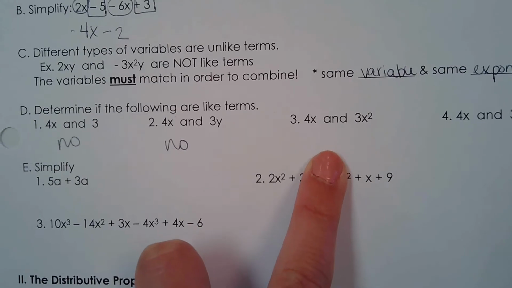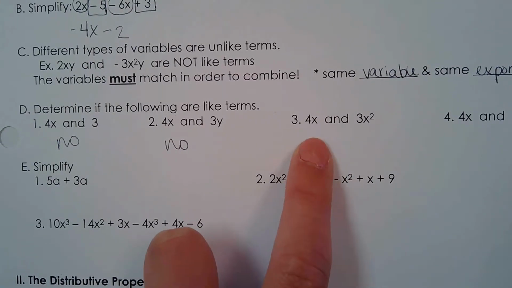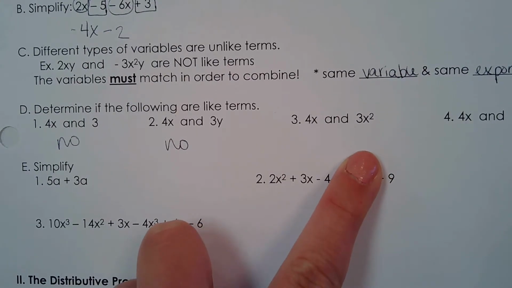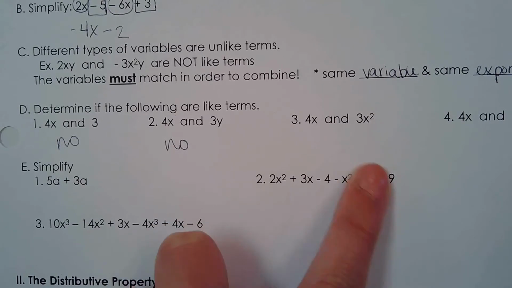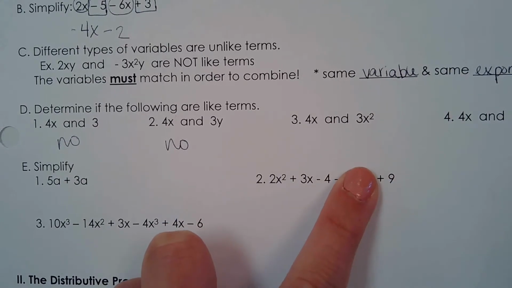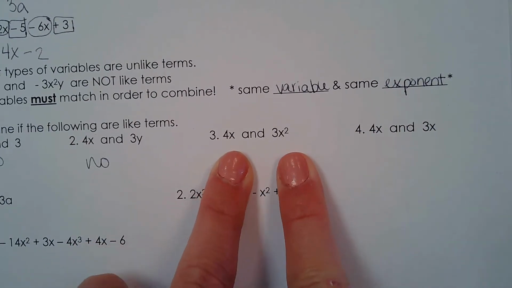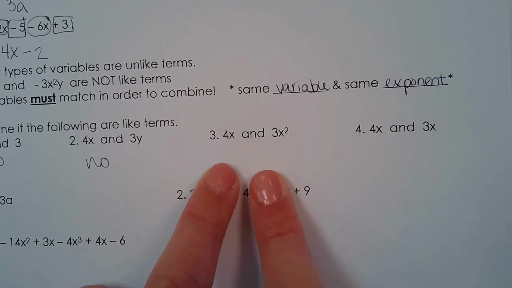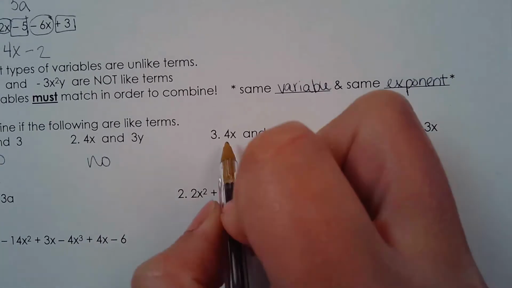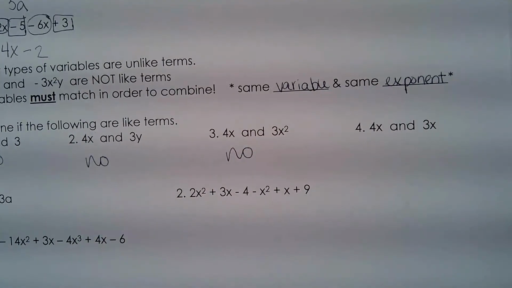What about number 3? 4x and 3x squared. They both have x's. So can we combine them? No, because they have to have the same exponent as well. Do these both have a squared or a 1? No, so we cannot combine those because they have to have the same variable and the same exponent.